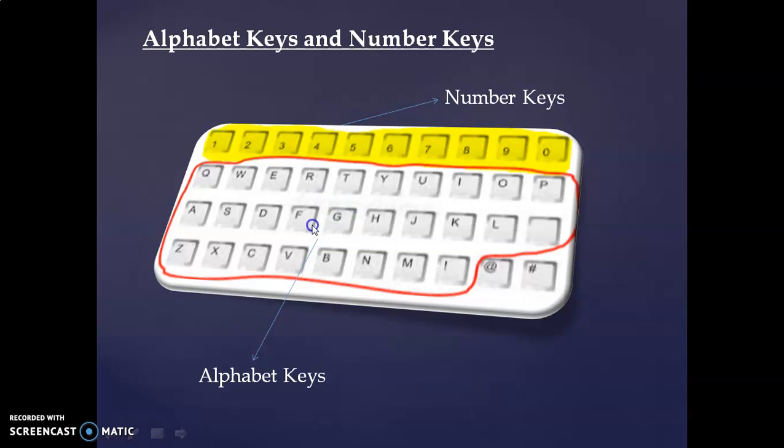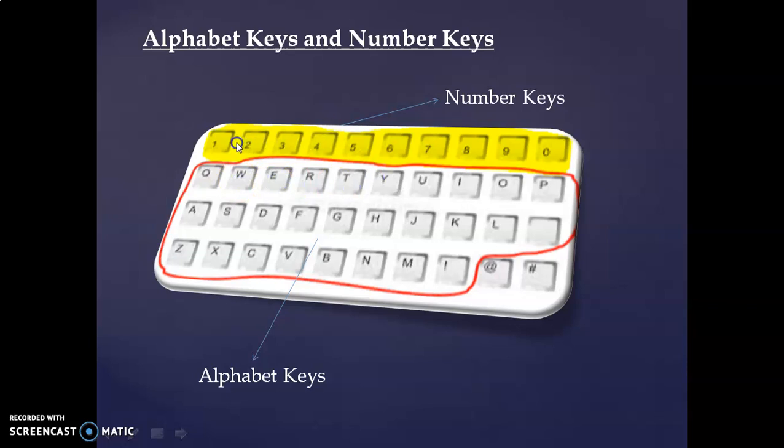A to Z, all alphabets are there, and these are not written alphabetically. First line is of the letters like Q, W, E, R, T, Y. That's why it is known as QWERTY keyboard also.